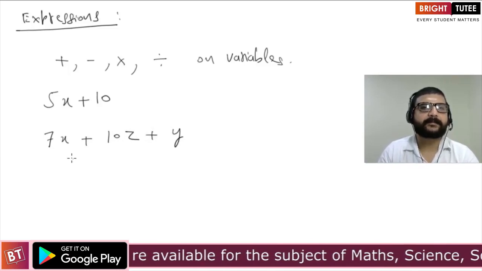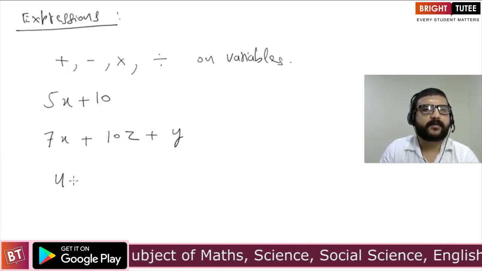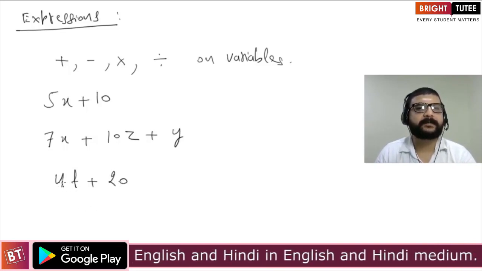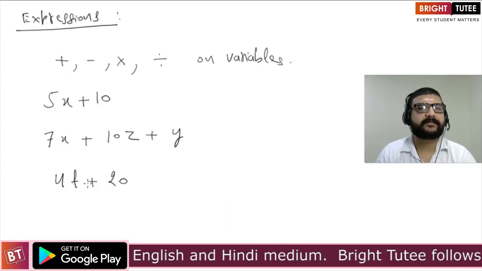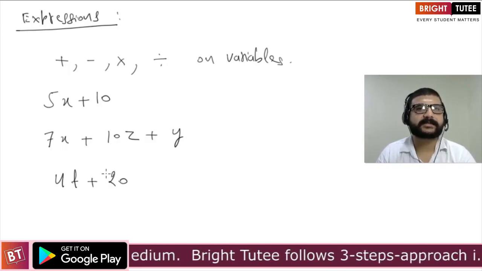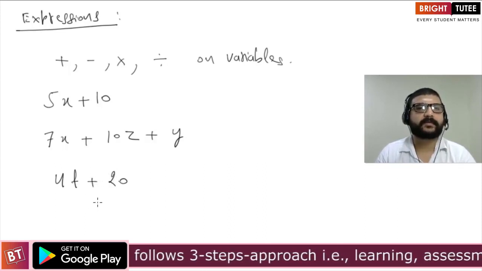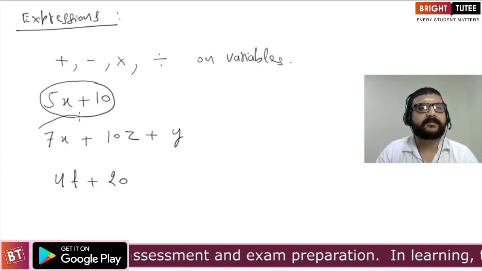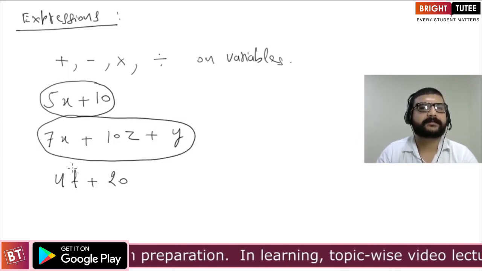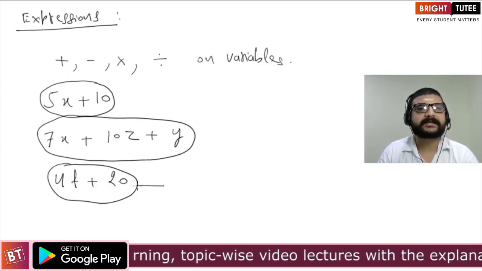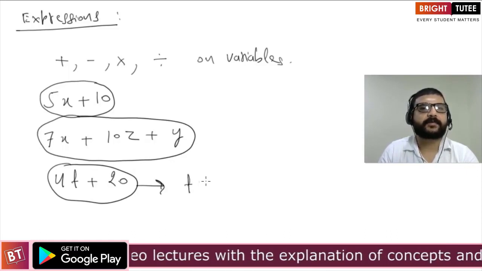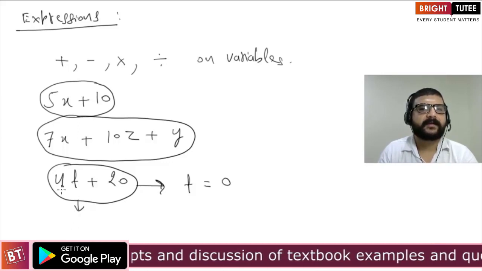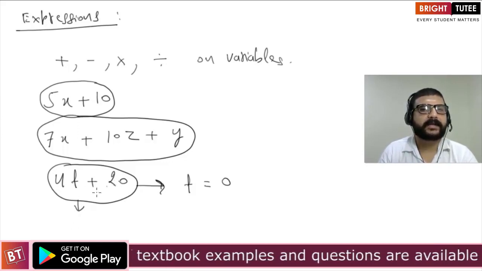Now let's take one more example. Let's say we have 4t plus 20. Here we multiplied 4 with t, where t is the variable. Its value is not fixed. And then we added 20 to it. Now the values of these expressions are dependent upon the variables they include. For example, let's consider this expression. If we put t equal to 0, the value of this expression will become 4 into 0 plus 20.